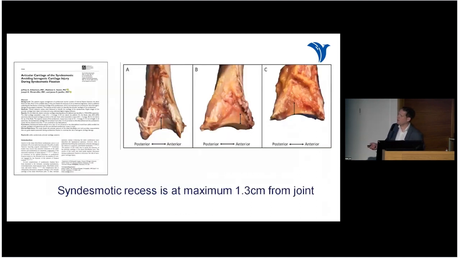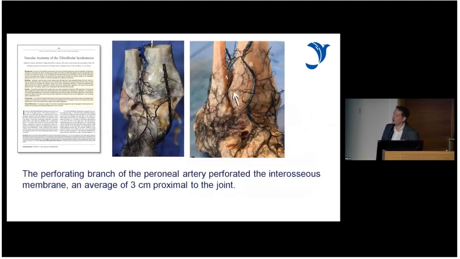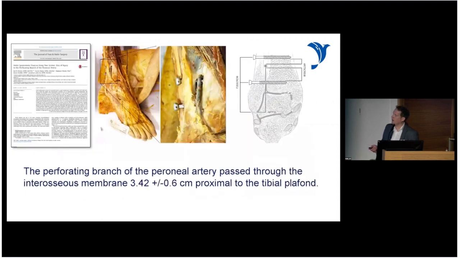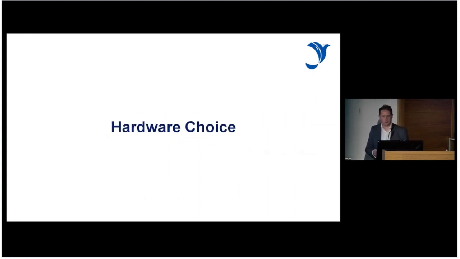Where do you place it? The syndesmotic recess is 1 to 1.5 centimeters from the joint, and your greatest strength is about 2 centimeters from the joint. Above that, you've got the peroneal artery perforator that comes from the peroneal artery into the front of the ankle. What you don't want to do is catch that with one of your screws, and that occurs 3.5 to 4 centimeters above the joint. So in theory, you want your screws between 1 and 3 centimeters of the joint.